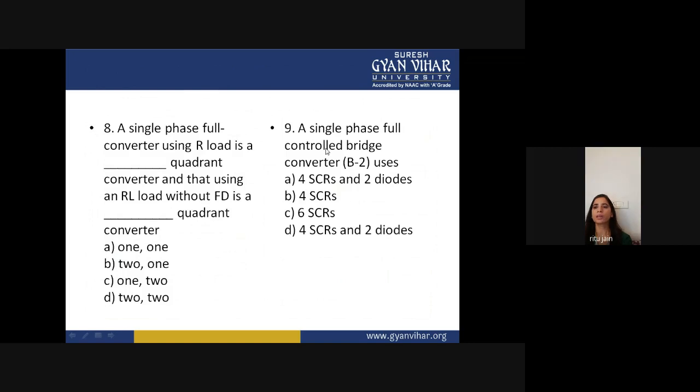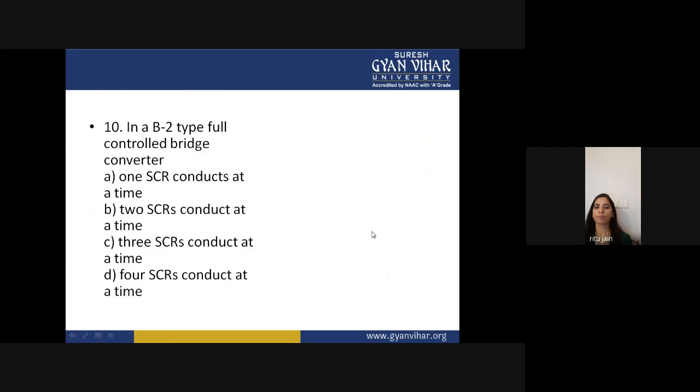Now, a single phase full controlled bridge converter B2 uses 4 SCRs. Okay, the bridge type converter we have already discussed. Now the last question: in a B2 type full controlled bridge converter, does one SCR conduct at a time, two SCRs, three SCRs, or four SCRs? Two SCRs conduct at a time.